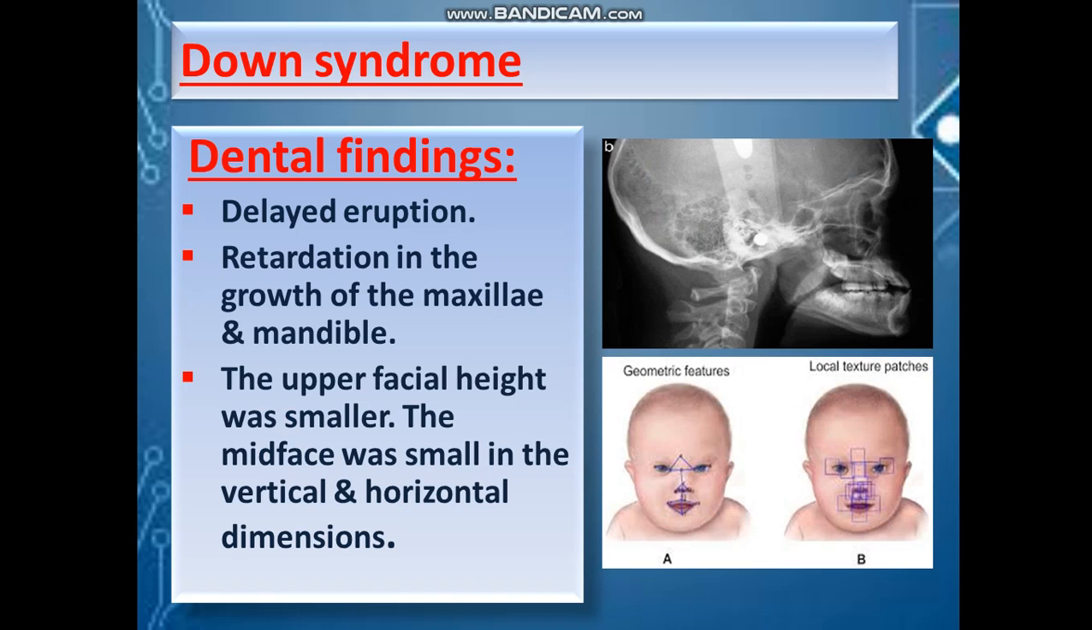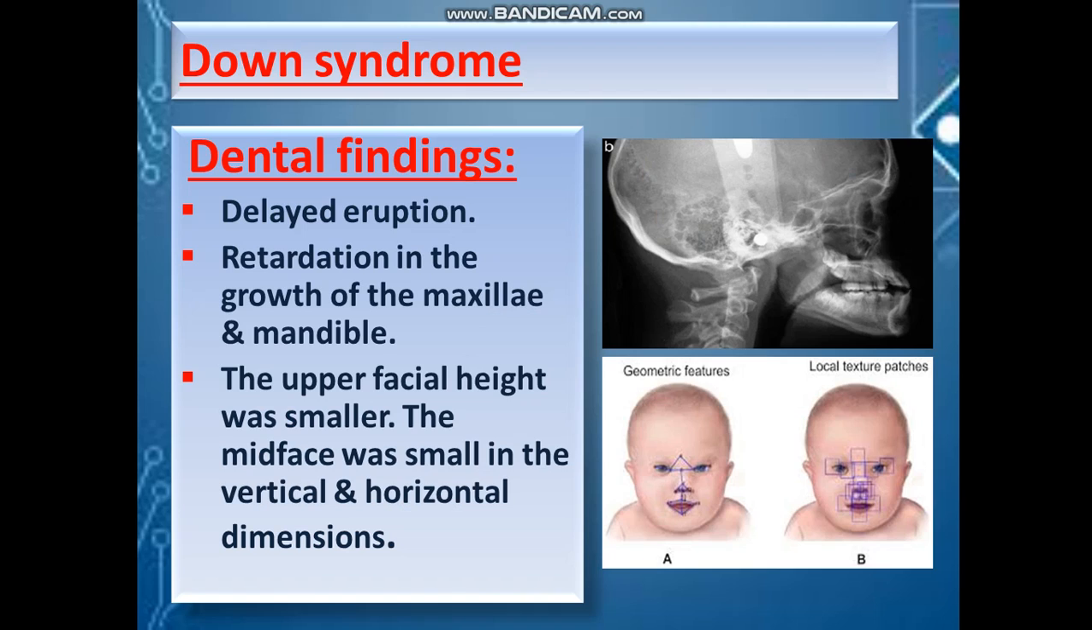Dental findings. The most common dental findings include the delayed eruption of the teeth. The first primary teeth may not appear until 2 years of age, and the dentition may not be complete until 5 years of age. The eruption often follows an abnormal sequence, and some of the primary teeth may be retained until 15 years of age.